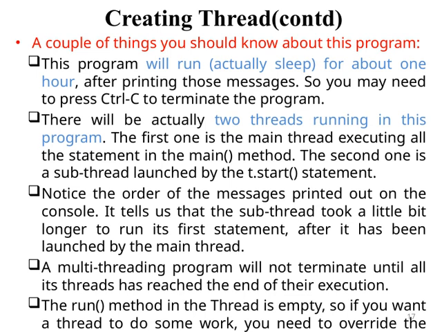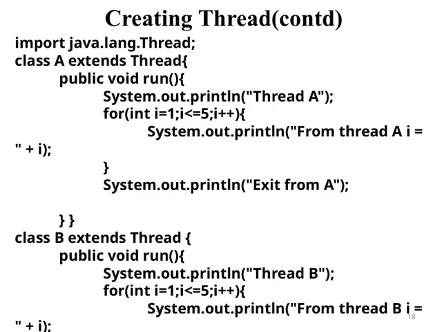Finally, I want to highlight that the run method in the Thread class is empty by default. So if you want your thread to do some work, you need to override the run method and put your code there. This is how we define what each thread actually does during its execution. Now let's take a closer look at this example of creating threads by extending the Thread class.